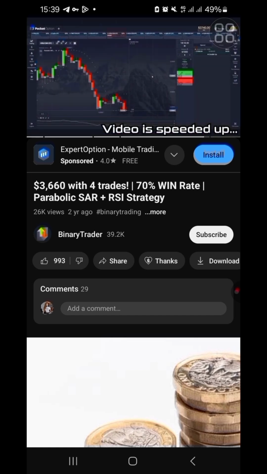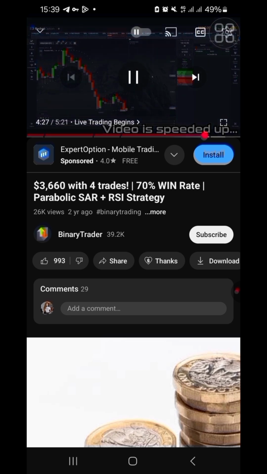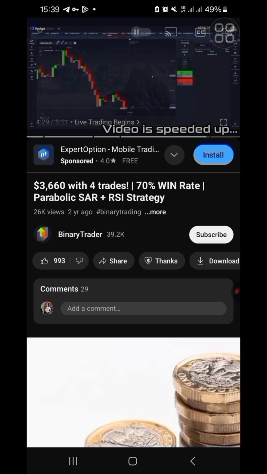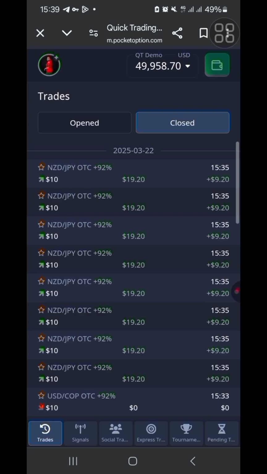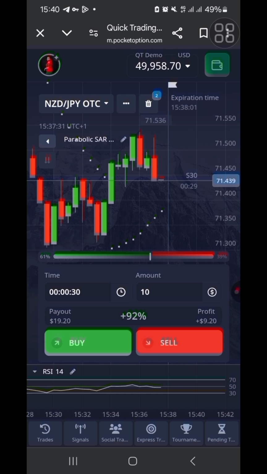This is the last example. Parabolic dropped its first dot. The candles are very stable. There is no long wick to show that the market is volatile, and RSI is below 50. Let's watch if it's a profitable trade. Profitable trade. Let's take our last example trade.